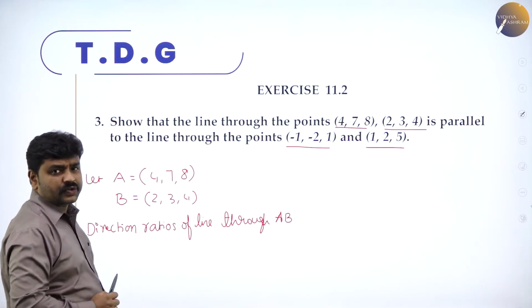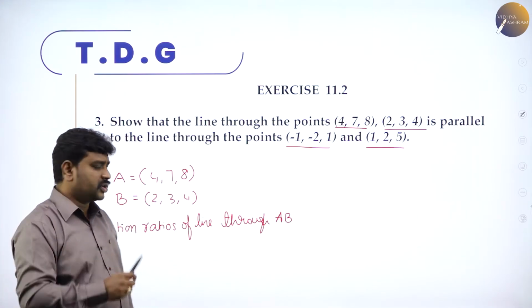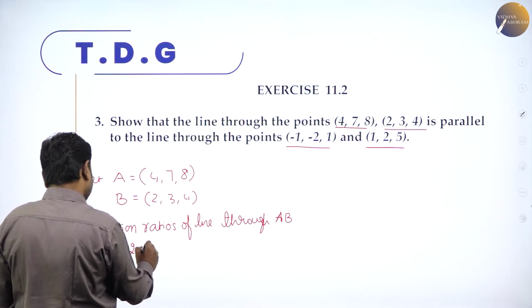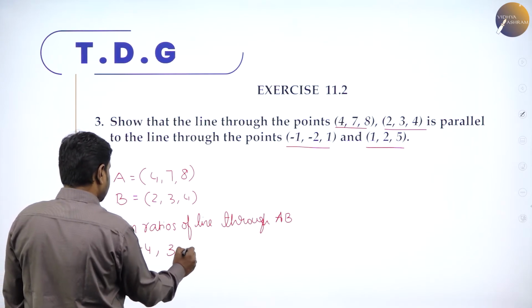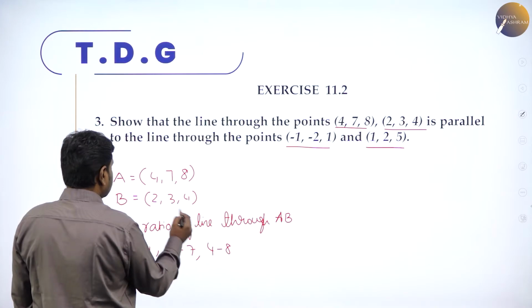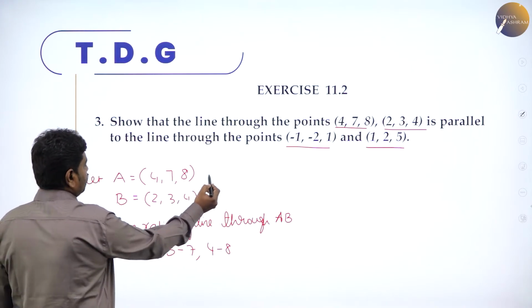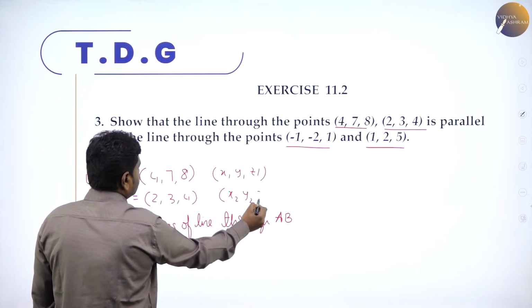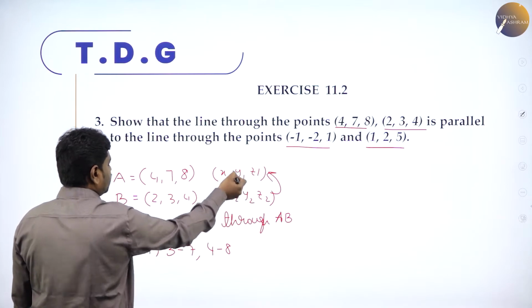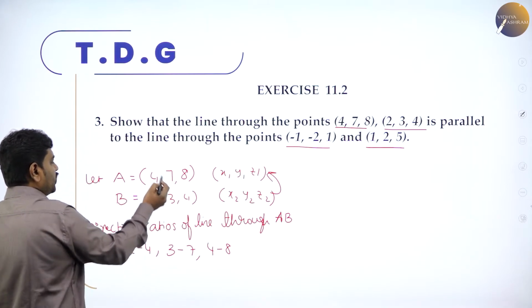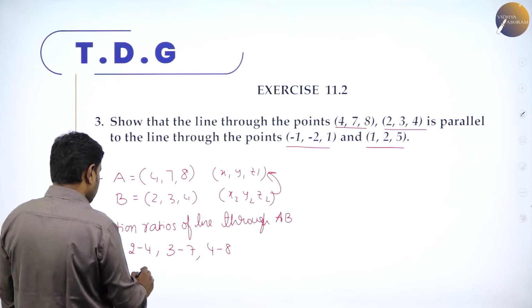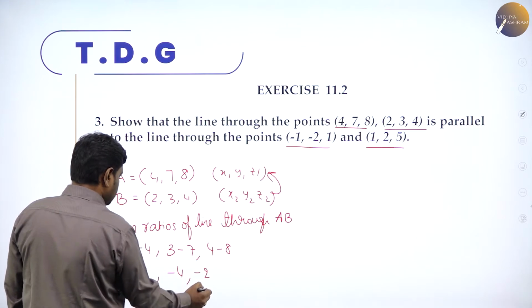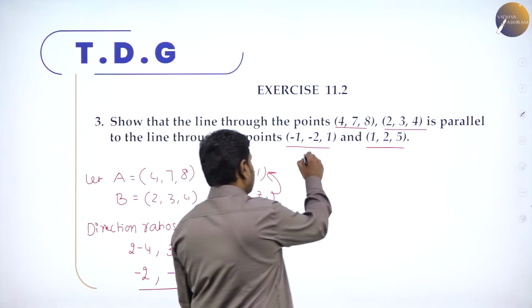How to find direction ratios? x2 minus x1, y2 minus y1, z2 minus z1, that is 2 minus 4, comma, 3 minus 7, comma, 4 minus 8. The first point we call x1, y1, z1 and the second one x2, y2, z2. Subtract them. 2 minus 4 is minus 2. 3 minus 7 will be minus 4. 4 minus 8 is minus 4. These are the direction ratios. So we call them a1, b1, c1.